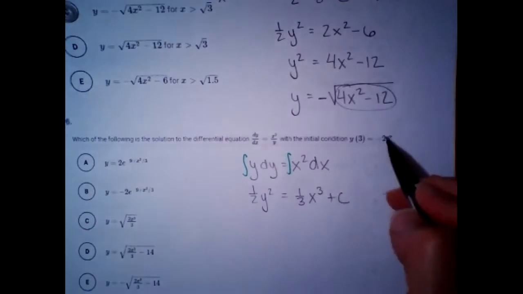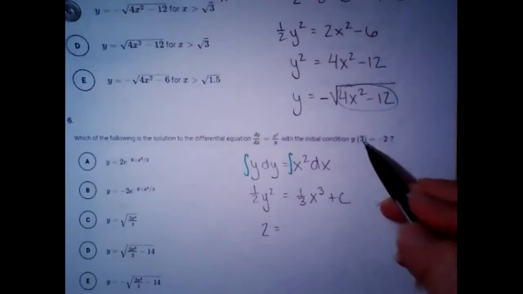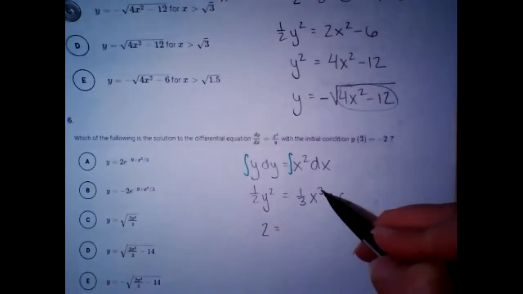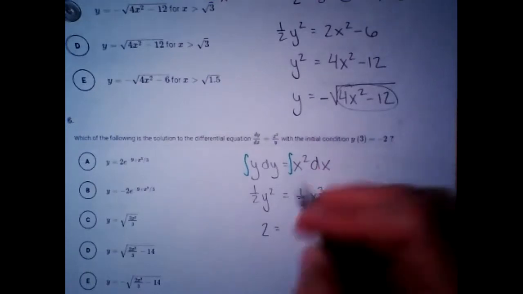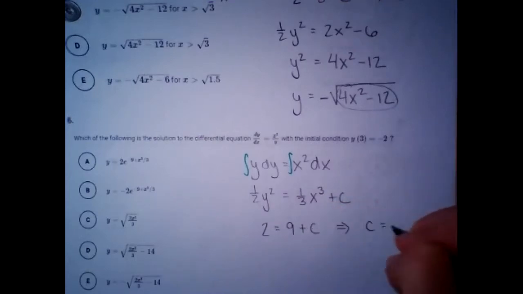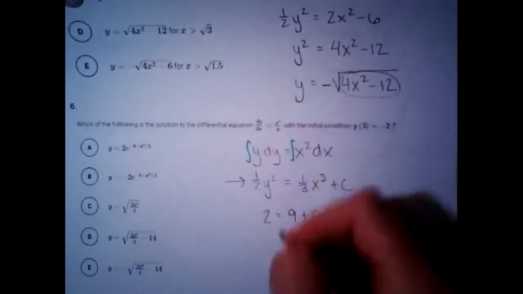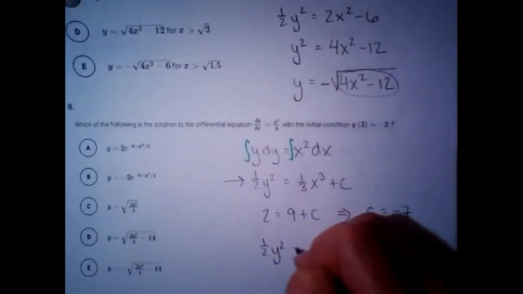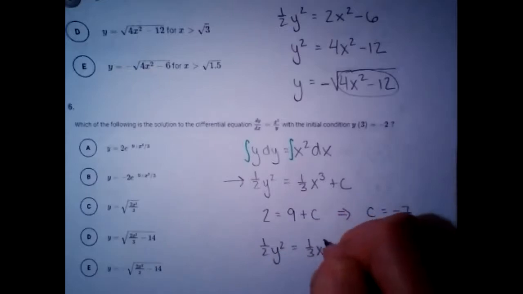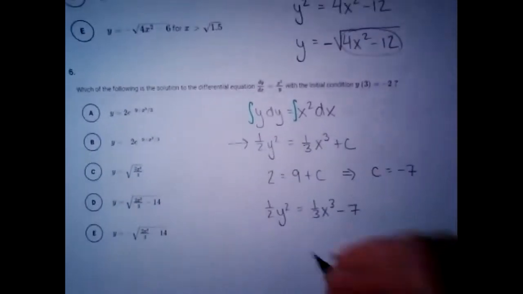So we're going to plug in -2 for y. It's going to give us 2 over here. And 3 for x. 3 cubed would be 27. 1/3 of that would be 9. And so that's going to give us c is -7. So I'm going to recopy this step and just put in the -7 for c and then get y by itself.